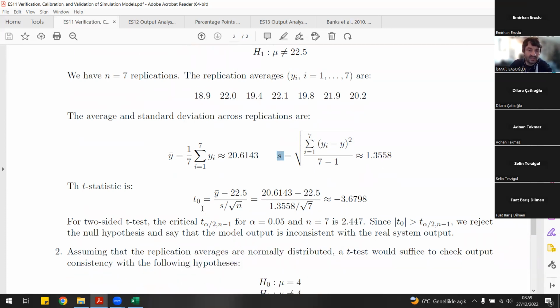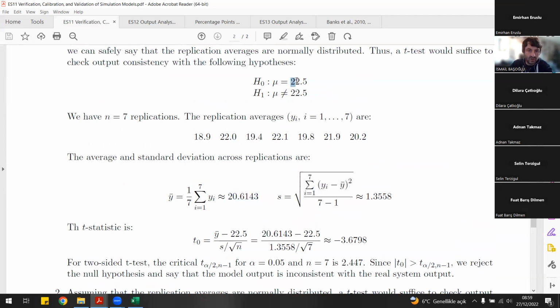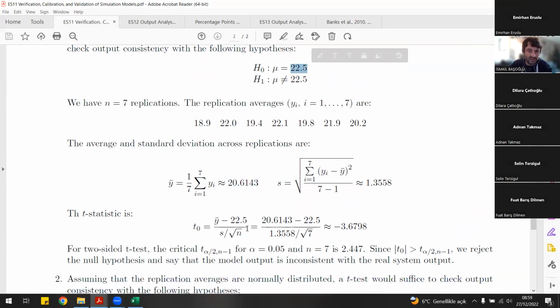And now we can have a t-statistic. Now in the t-statistic, we need to look at the difference between the sample average and the recommendation on the right-hand side of the null hypothesis. So our sample average is 20.61 and the recommendation of the null hypothesis is 22.5. There is a certain negative difference between these two values. However, we need to standardize this difference because it comes from a sample for which the sample standard deviation is 1.36 approximately.